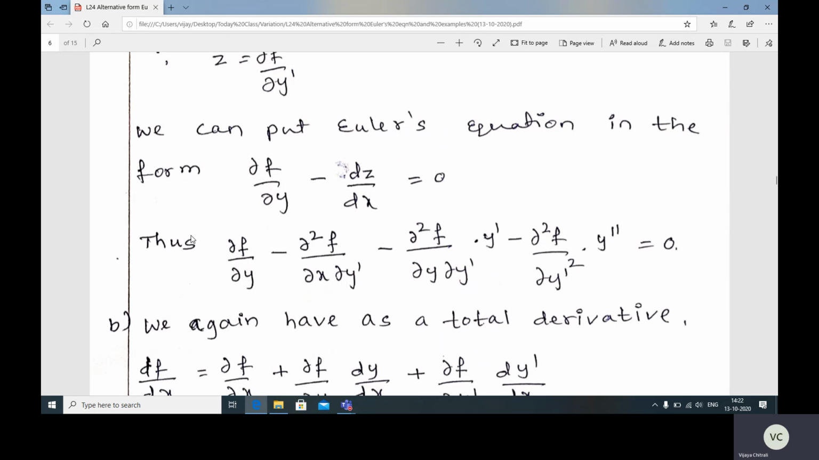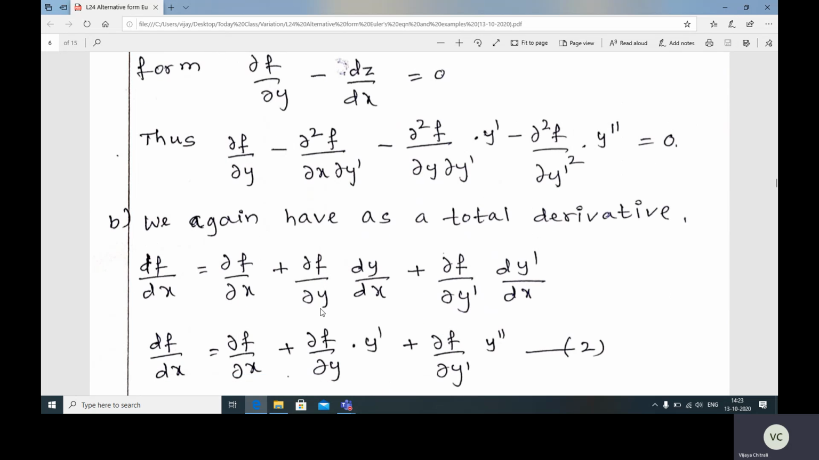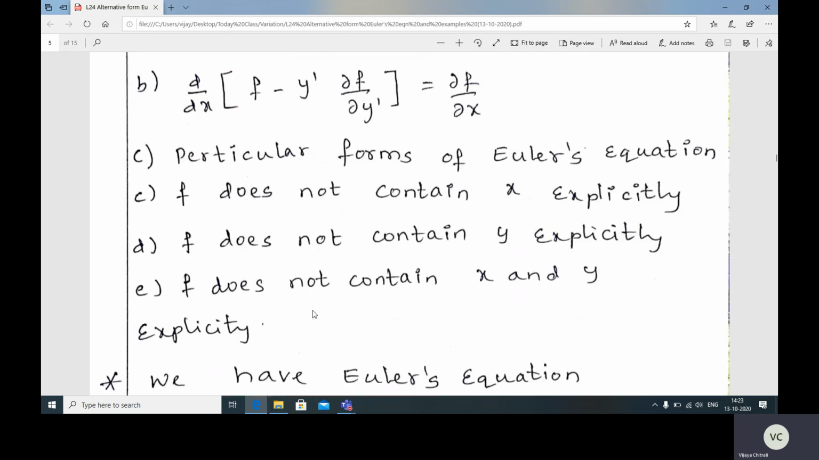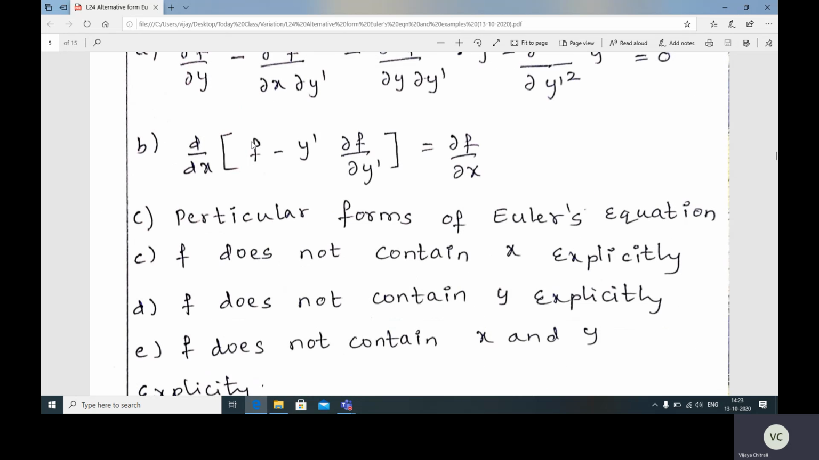Now move on to the next one, b. Here again we are using the total derivative rule. We need to prove the second one, b: d by dx of f minus y' ∂f divided by ∂y' is equal to ∂ by ∂x of f. We need to prove this. So first find d by dx of f, minus d by dx of y' ∂f divided by ∂y', right? Find these two and take the difference, so you will get ∂f by ∂x.